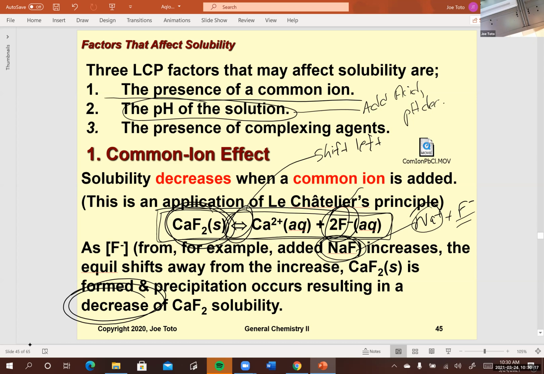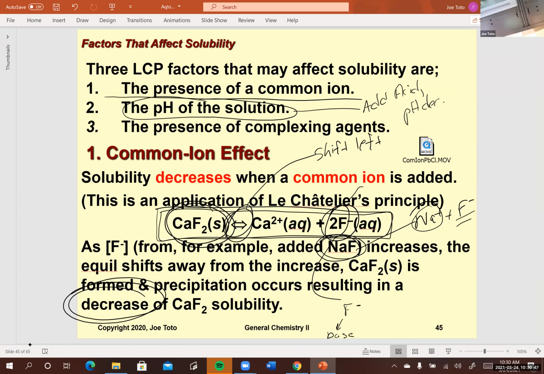Will it react with anything in this equilibrium? Would it react with the F minus? Yes. Why? Because that can accept a proton. Yeah, because F minus is a base. Yeah, it's a base.